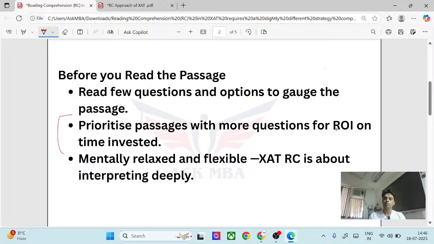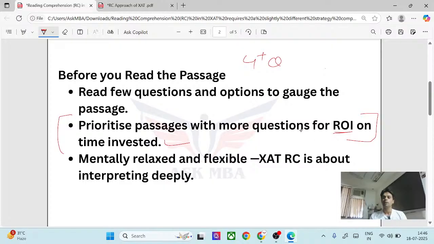Prioritize passages with more number of questions for ROI on time invested. Now, of course, as common sense suggests, you saw there are 2 or 3 passages, but in one passage you just got 2 questions. In another passage you got more than 4 questions. So 4 plus questions you have. So of course you must attempt a passage where the number of questions are more.